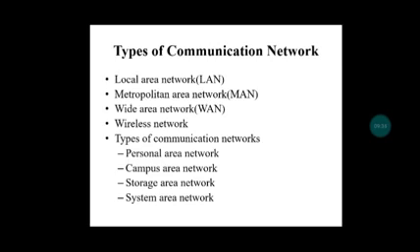The types of communication networks. Generally, we have four types of networks: local area network, metropolitan area network, wide area network, and wireless network. Other types of communication networks are the personal area network, campus area network, storage area network, and system area network.